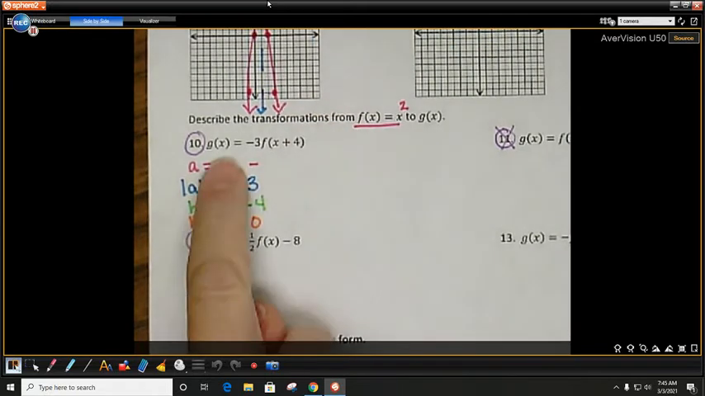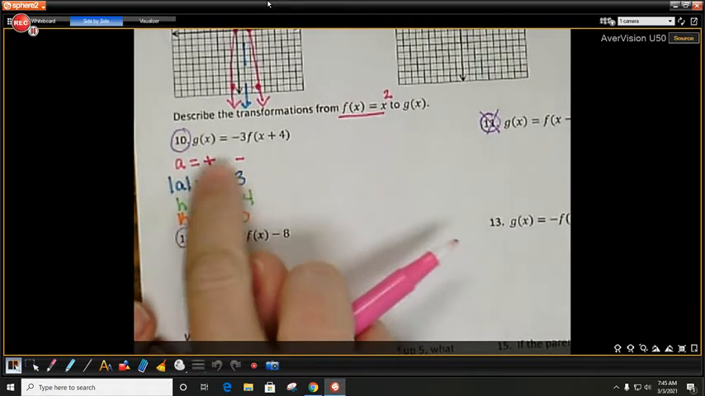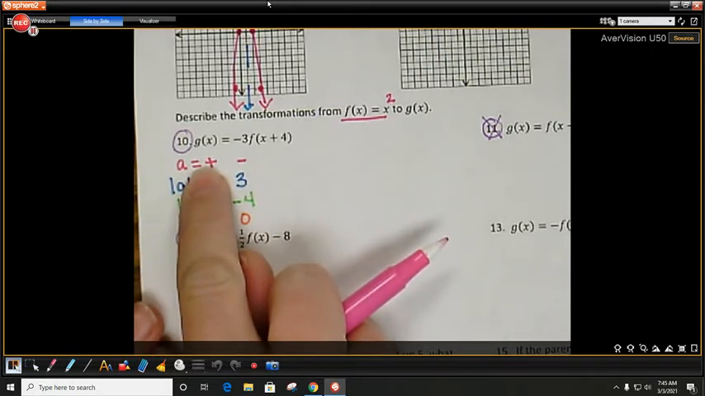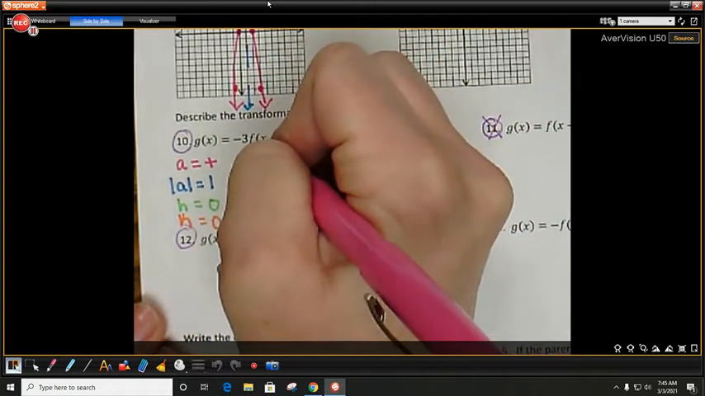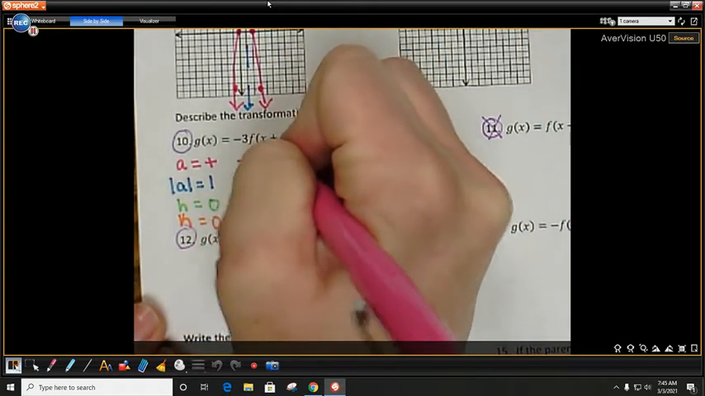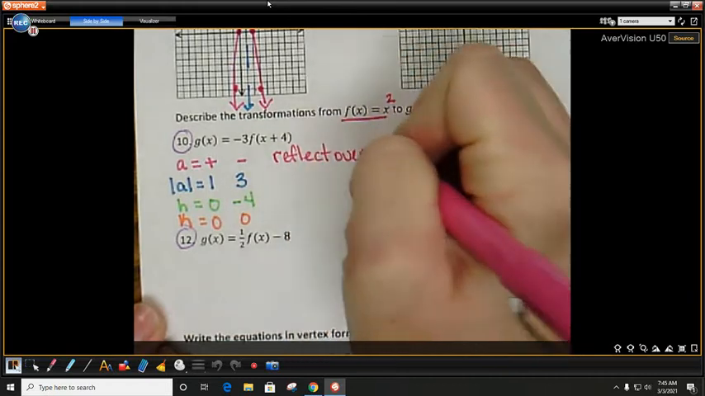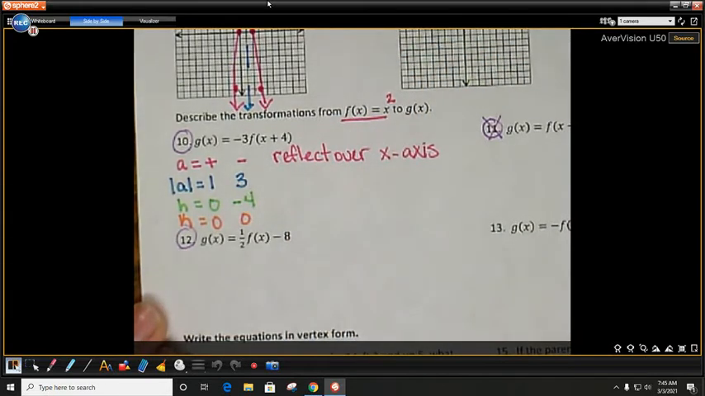Okay, so I listed out all my original values and all my new values, and now we're going to identify what changed. So my a went from positive to negative. Remember, your a sign tells you which way you're opening. If a is positive, opening up. If a is negative, you're opening down. So since the a sign changed, we reflect over the x-axis. It's always over the x-axis.